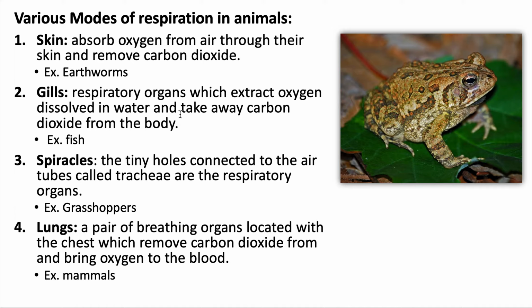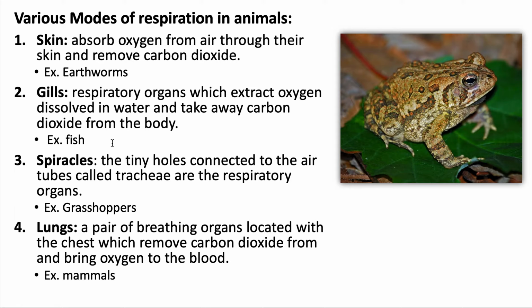The second way is gills. That's probably one that you've heard of before. Gills are a respiratory organ which extract oxygen that's dissolved in water and take away carbon dioxide from the body. Fish do that. Then there are spiracles, which are tiny holes connected to air tubes called tracheae, which are the respiratory organs. For instance, grasshoppers have these.